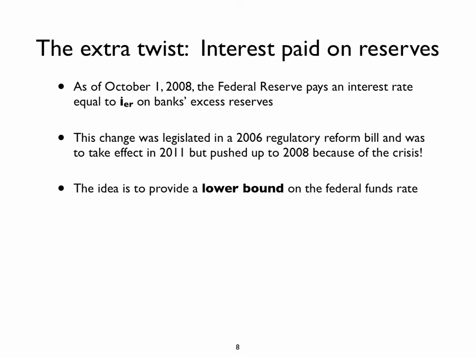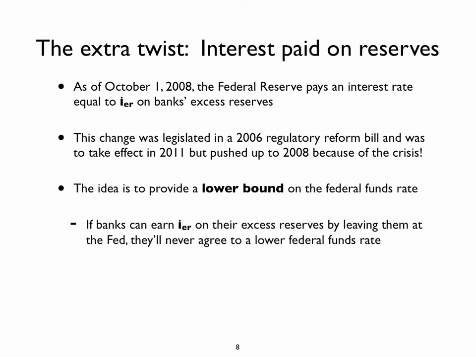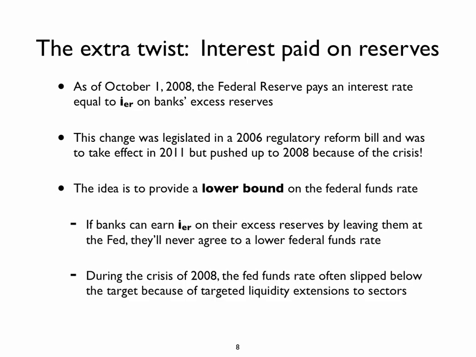And we saw that there were these big changes in the effective rate around the target, especially during that time. The argument is that if banks can earn this excess reserves interest rate by leaving them at the Fed, then they'll never agree to a Fed funds rate that is below whatever the interest rate on excess reserves may be. So the Fed has an additional monetary policy tool, basically. During the crisis of 2008, what happened was that there was targeted liquidity extensions to particular sectors. And unfortunately, that resulted in a rather unknown demand for excess reserves, I believe, which pushed the effective Fed funds rate around quite a bit.